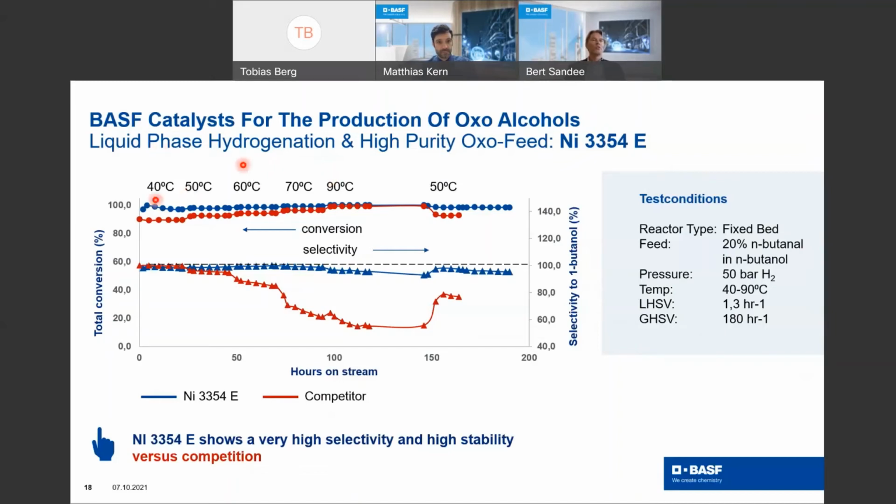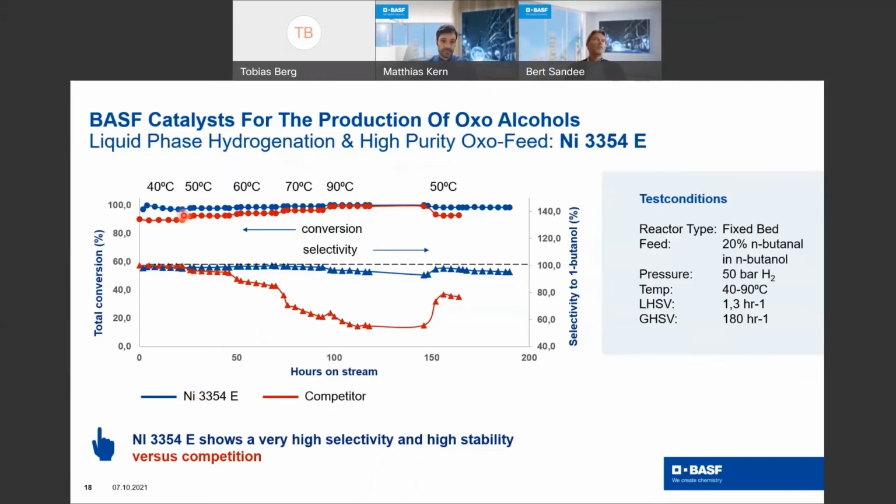By doing so, you're screening through the operating window, you look at the conversion, you look at the selectivity, and then at the very end, we're going back to the low end of the operating window to see if the catalyst was impacted because of these temperature steps. In the graph, you can see in the top, this is the conversion, and at the bottom, it is the selectivity. The BASF catalyst is in blue and the competitor in red.